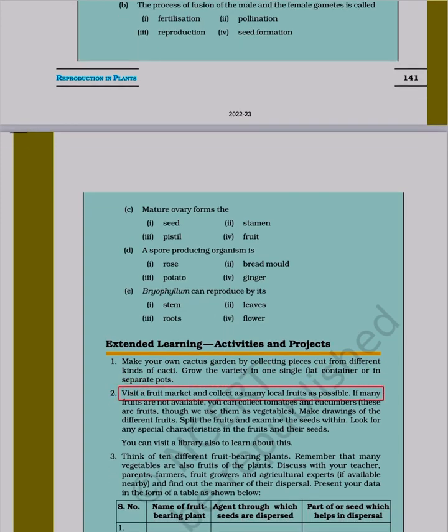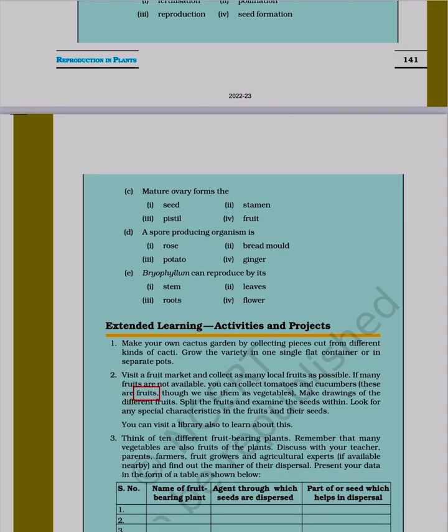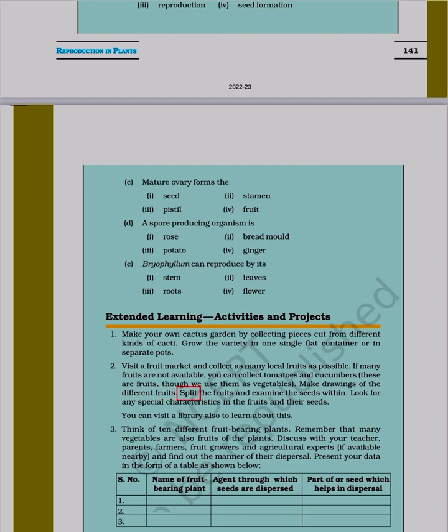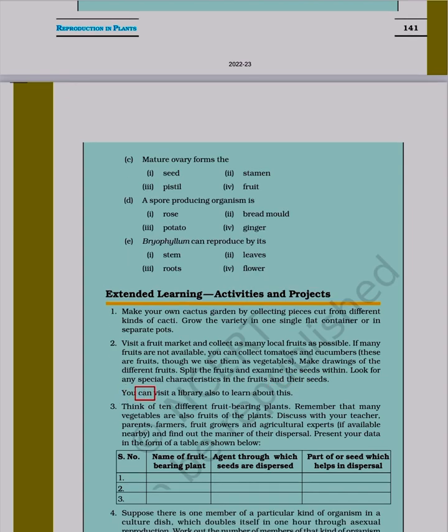2. Visit a fruit market and collect as many local fruits as possible. If many fruits are not available, you can collect tomatoes and cucumbers. These are fruits, though we use them as vegetables. Make drawings of the different fruits. Split the fruits and examine the seeds within. Look for any special characteristics in the fruits and their seeds. You can visit a library also to learn about this.